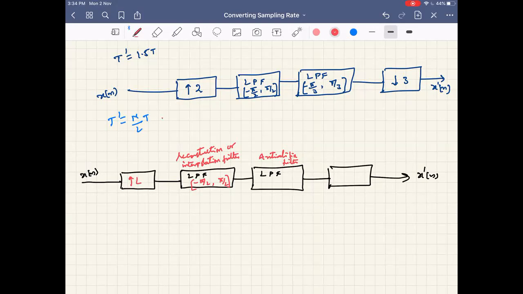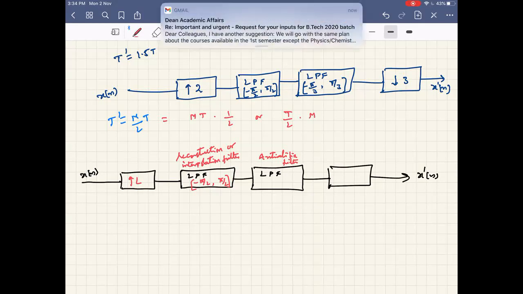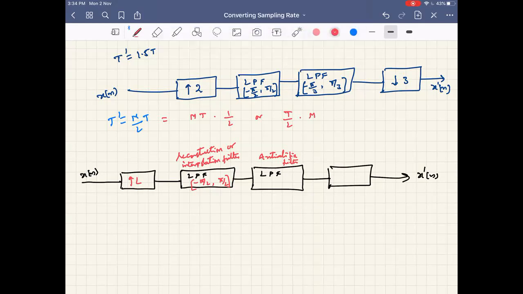So this can be written as M into T into 1 by L, or say T by L into M. This is how you can write it better. And then the anti-aliasing low pass filter is from minus pi by M to pi by M, and this is downsample by M, and we get x'[n].